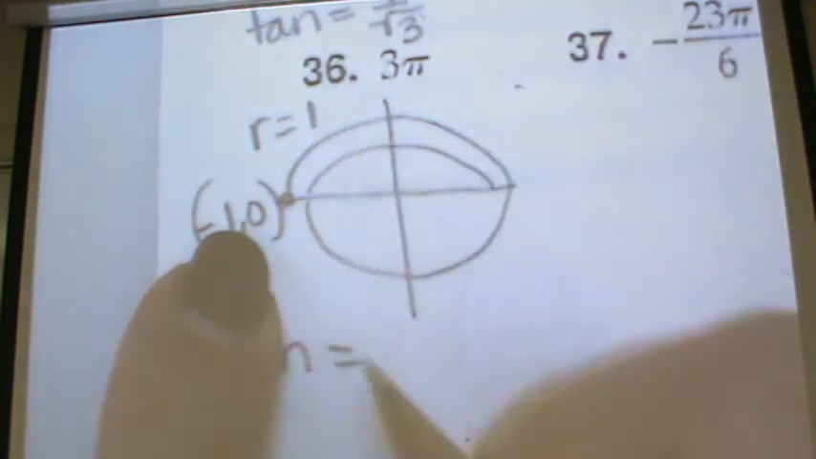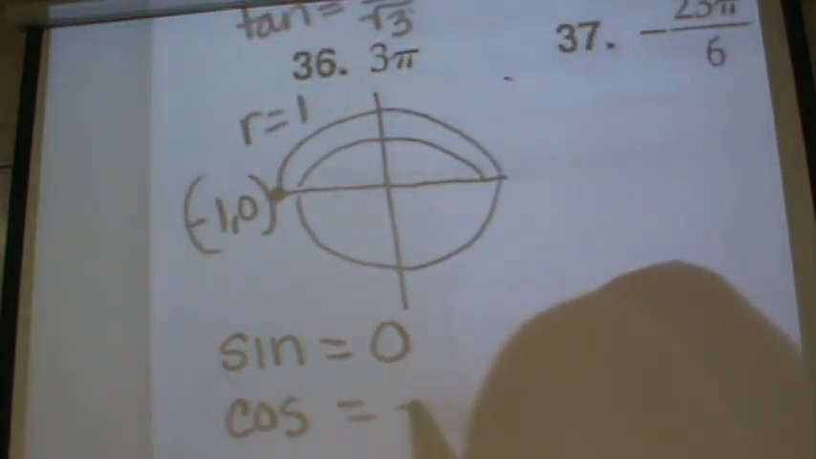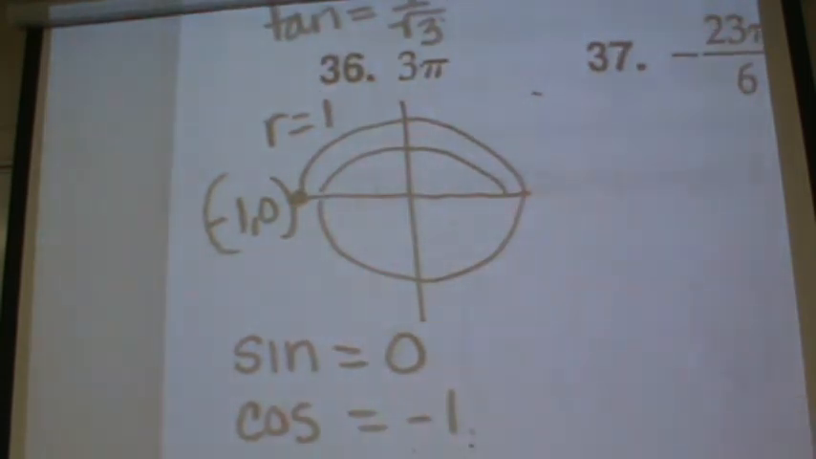So what's the sine? Sine is y over r, so 0. What's cosine? -1. And tangent is 0. Did that make sense? Okay, good. Try the next one.